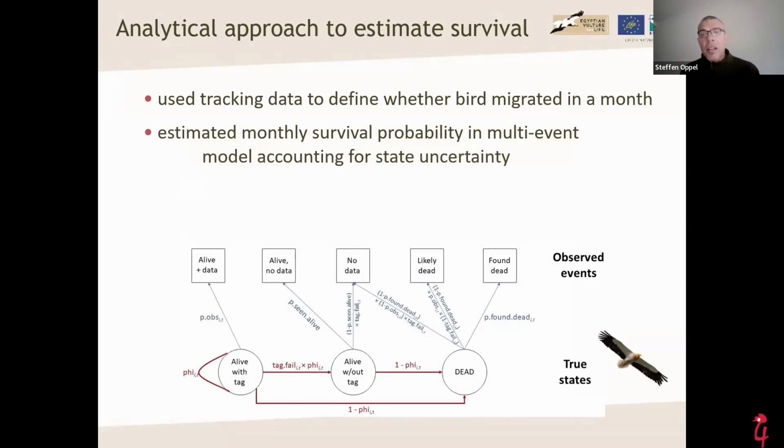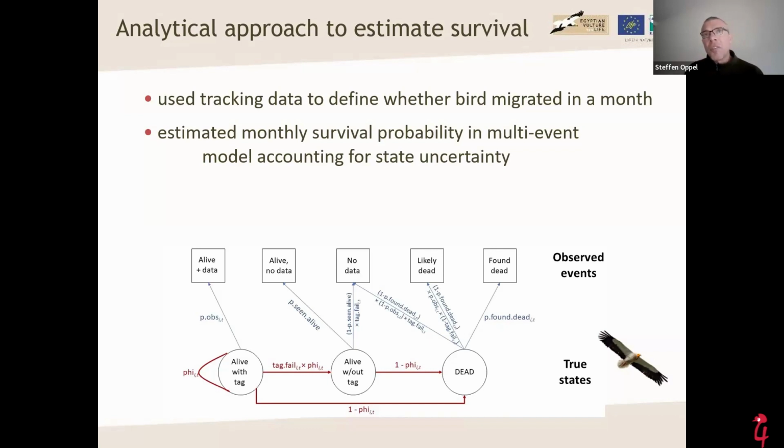And we then used a very complicated multi-event model to estimate whether a bird was alive in a given month or not. And the reason why you need a complicated model to estimate that is because you cannot really observe it perfectly. So when a bird is transmitting positions and you know that the bird is moving, then you know it's alive. But sometimes you don't get any data from the bird. And then there are several options. Either the bird is dead or the tag has stopped working.